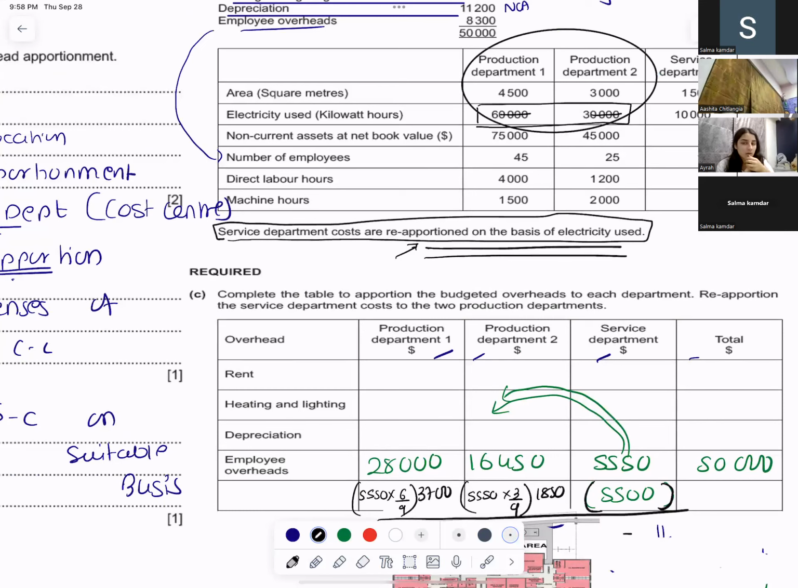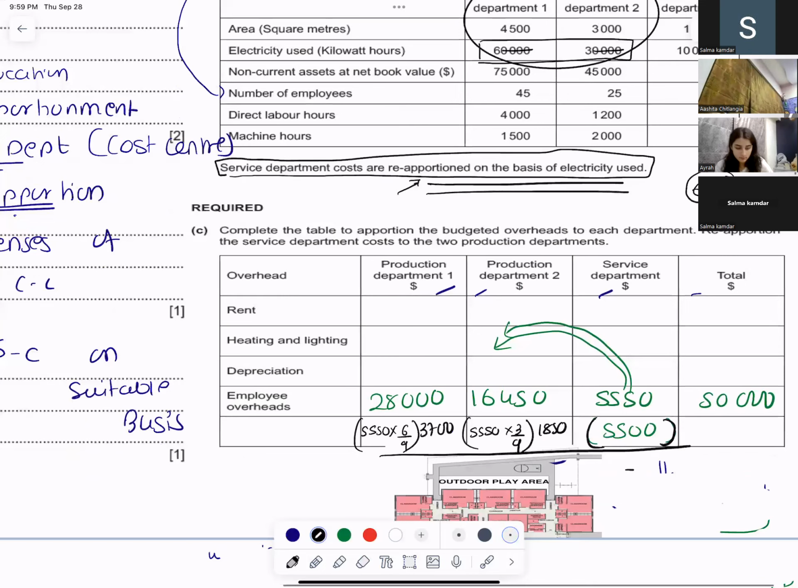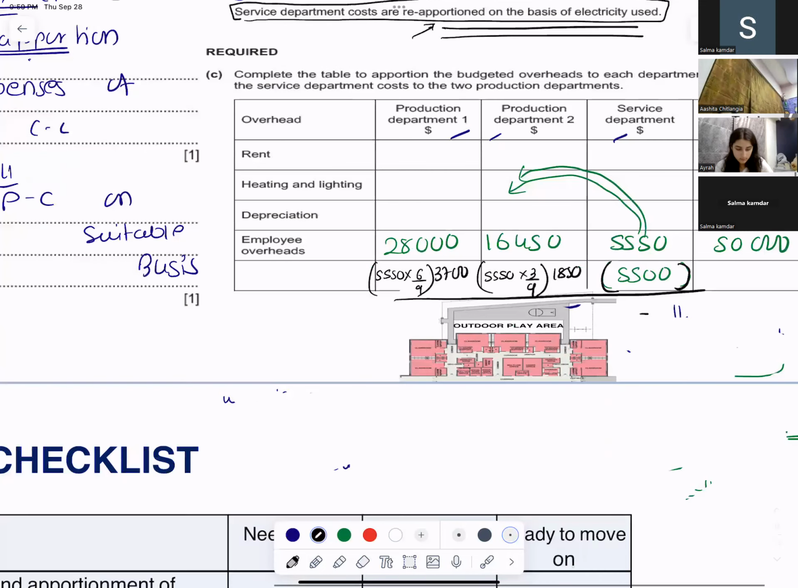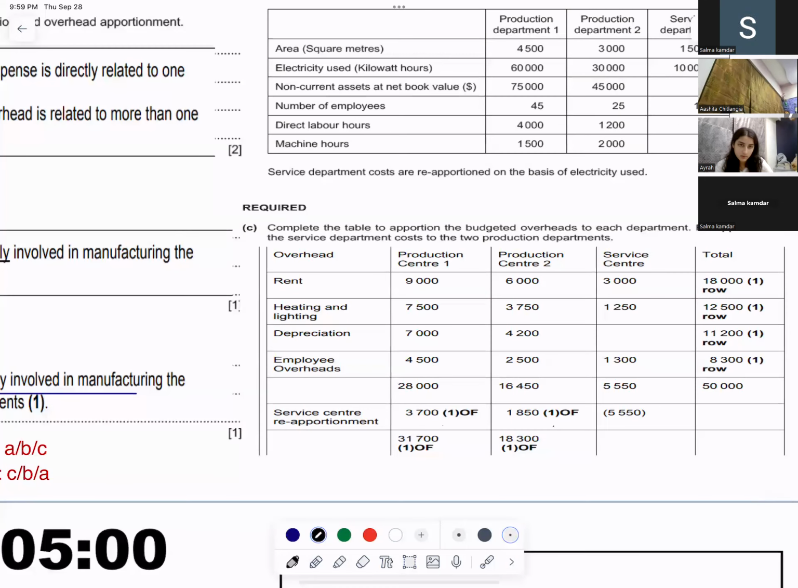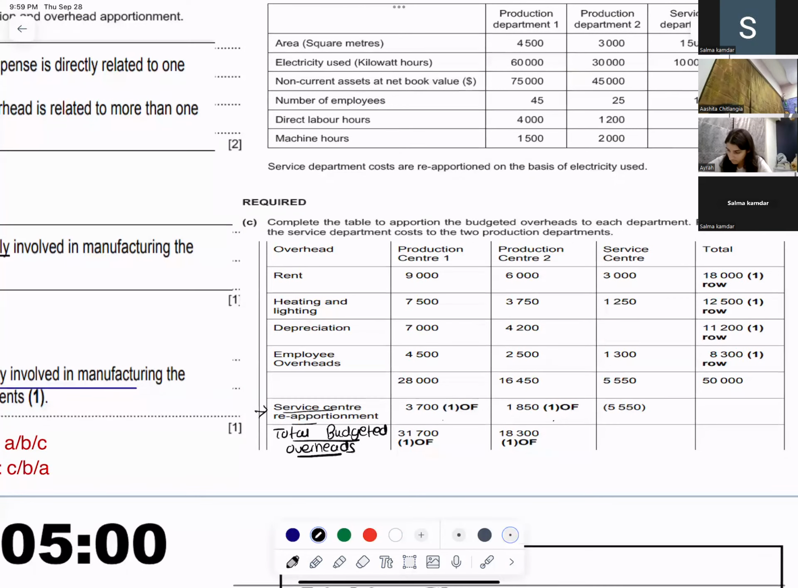Okay, on the basis of electricity use. So they have used electricity in the ratio of 6:3. So I have reapportioned the service department costs amongst the production department on a suitable basis. This is called service center reapportionment. So this will become my total budgeted overheads. I want you to write it.